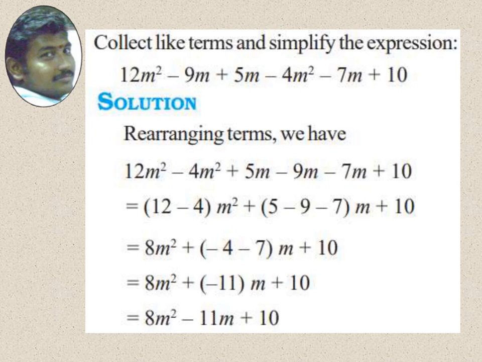Likewise, collect like terms and simplify the expression. Here the expression is fully given. So keep m square together, m together, then add. 12m square minus 4m square is equal to 8m square. Plus 5m minus 9m minus 7m is equal to minus 11m. Then plus 10. So the answer is 8m square minus 11m plus 10.